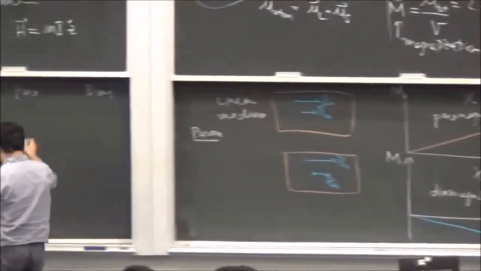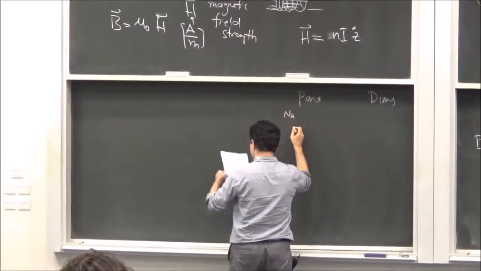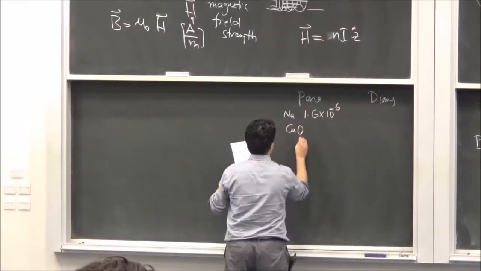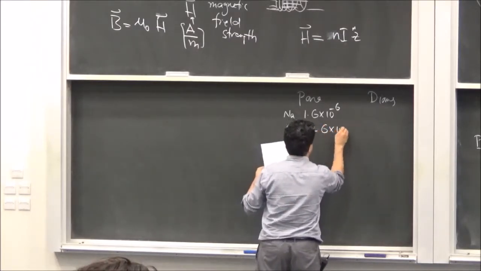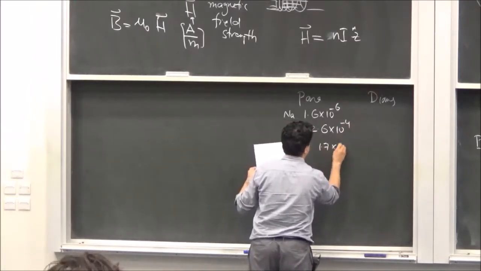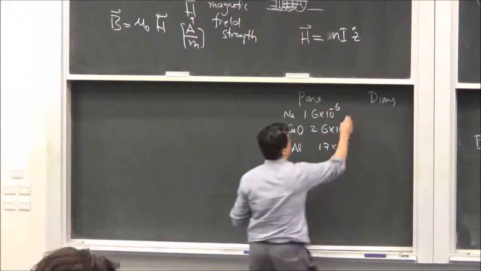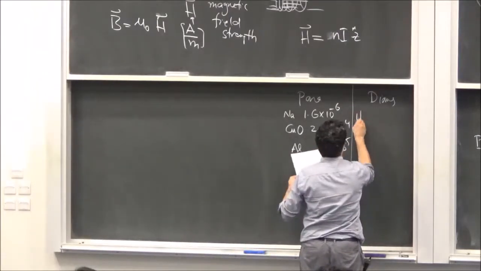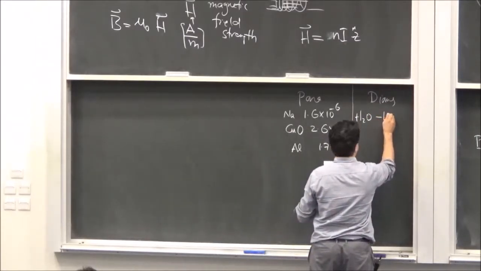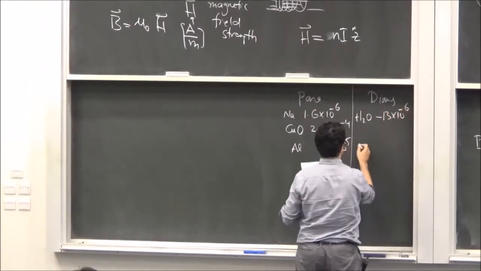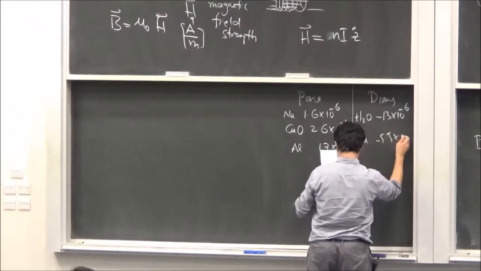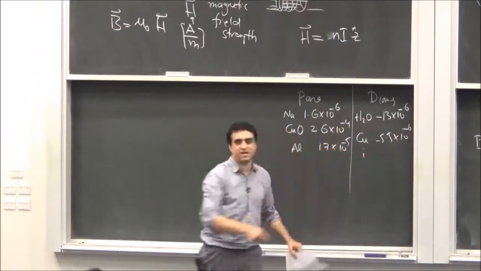For paramagnets, let's say sodium, it is 1.6 into 10 to the power minus 6. Copper oxide is 2.6 into 10 to the power minus 4, and aluminum is 1.7 into 10 to the power minus 5. What are the diamagnet values? Water is a diamagnet, so its value is minus 13 into 10 to the power minus 6. Copper is minus 5.5 into 10 to the power minus 6, and so on. So these are the values it has.